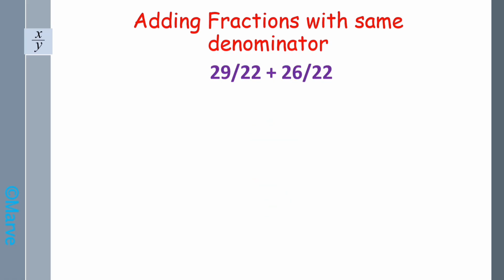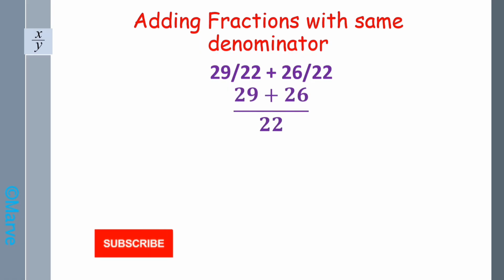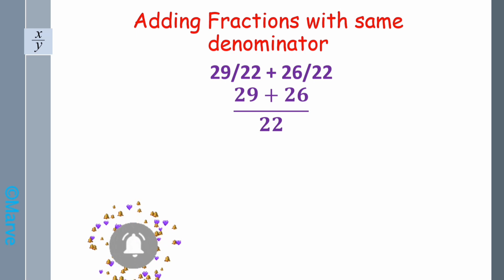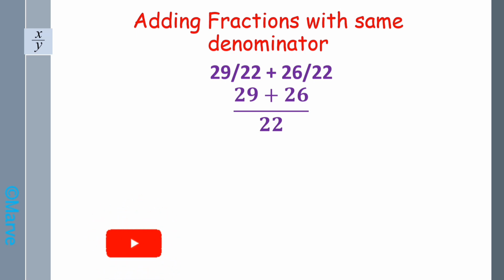29 over 22 plus 26 over 22. As usual, you add the numerators together, 29 plus 26, and you return one denominator, which is 22. We're not going to add 22 plus 22. No, you return only one. And then what do we get? 55 over 22. Is that our final answer too?